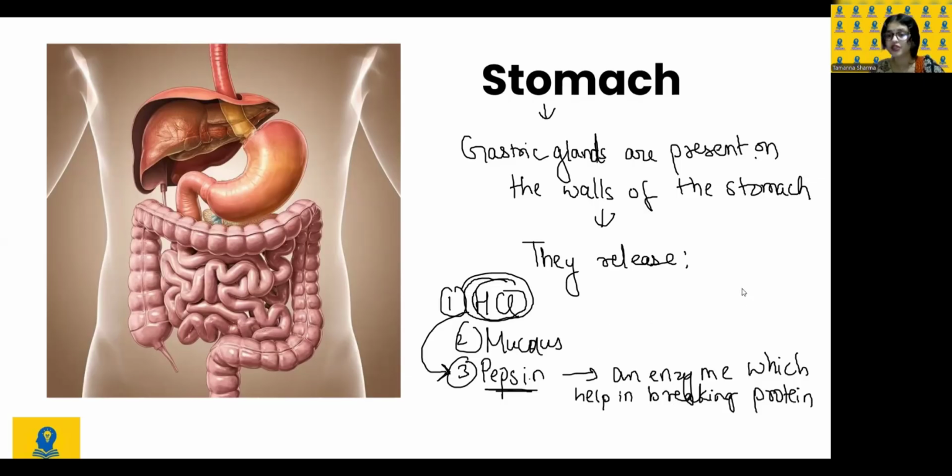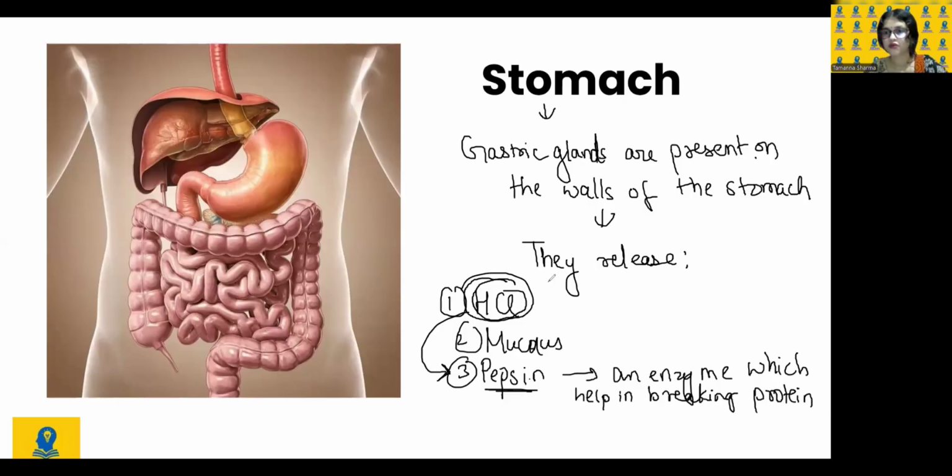I hope this much is clear to you. And mucus, what does it do? It protects the lining of the stomach. You might think that, okay, we know that mucus protects the lining of the stomach. Pepsin helps in breaking down protein. But what does HCl do? Does it only facilitate the enzyme pepsin? But it is more than that. Okay, HCl has many uses.